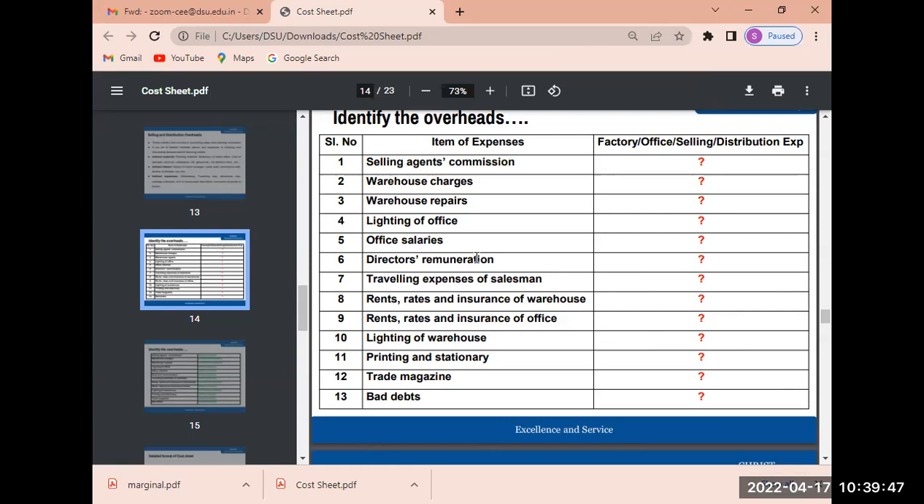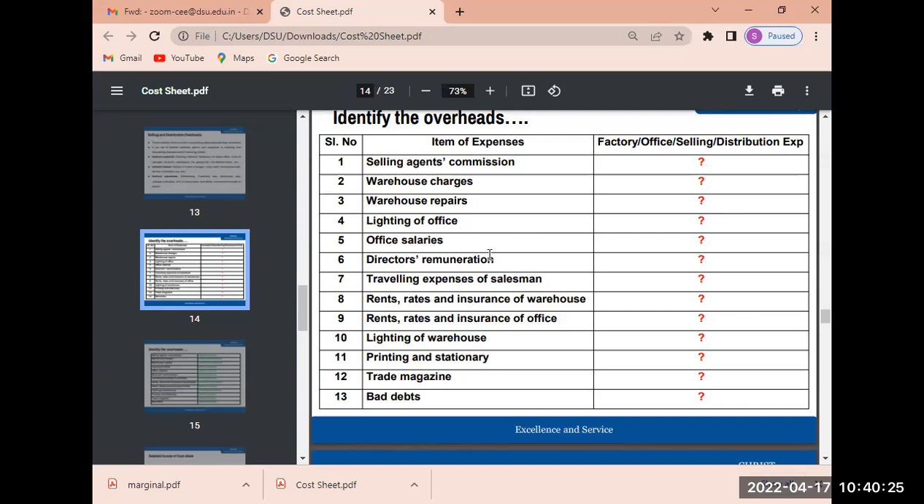What is trade magazine? Admin cost. What is trade magazine? How is it helpful? No. I told trade magazine subscribing. Subscribing means suppose Business World is there, Auto Express, something is there. So these magazines you are buying and displaying in your office. For what? Some people are coming, their waiting time can be entertained with these kinds of magazines. Or you also can get some knowledge out of it. So office. Bad debts, selling and distribution. So these are all some examples testing our understanding.